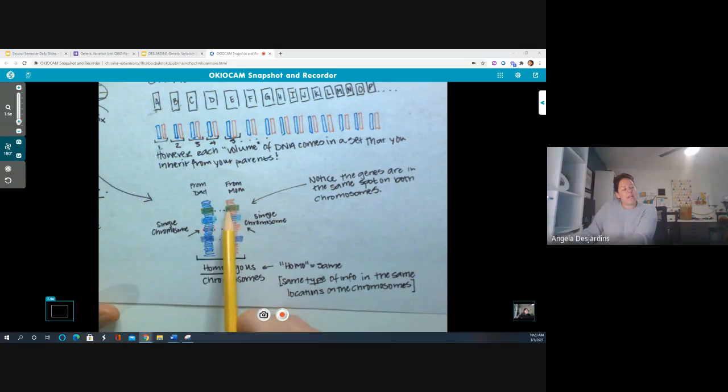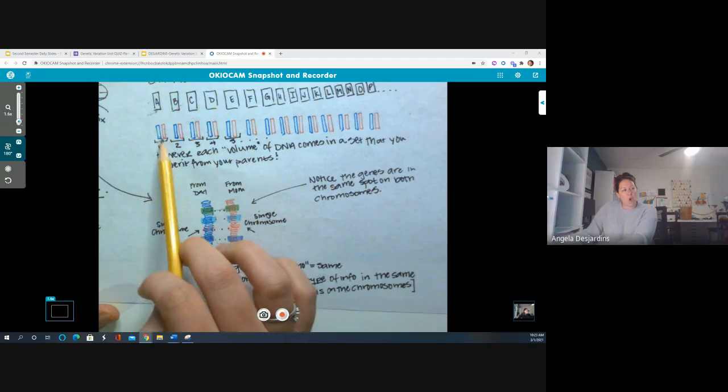Now, when you have these pairs, the cool thing about them is that the chromosome you inherited from your dad and the one from your mom, the instructions for that particular trait would be located at the exact same spot on that chromosome.